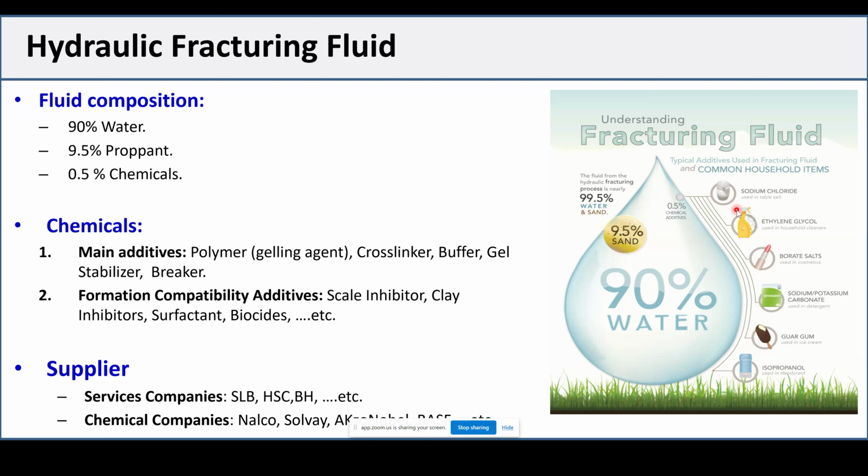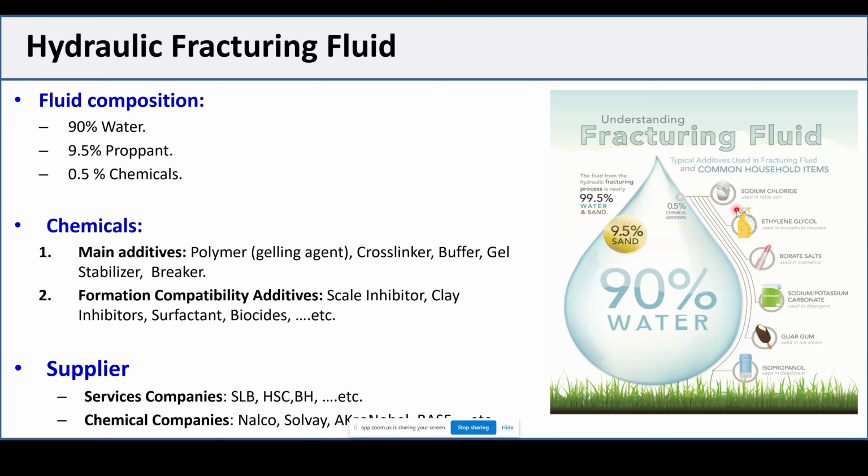The second category is the formation compatibility additives, and that will depend on the case that you have. It will be mostly reservoir dependent. So if you have reservoir A, reservoir B, reservoir C, we'll have a different type of additives for each one. The majority of them will be, I would say, scale inhibitor. Usually that's needed when you have a difference in water salinity between the water that we are using for the frac and the water downhole.